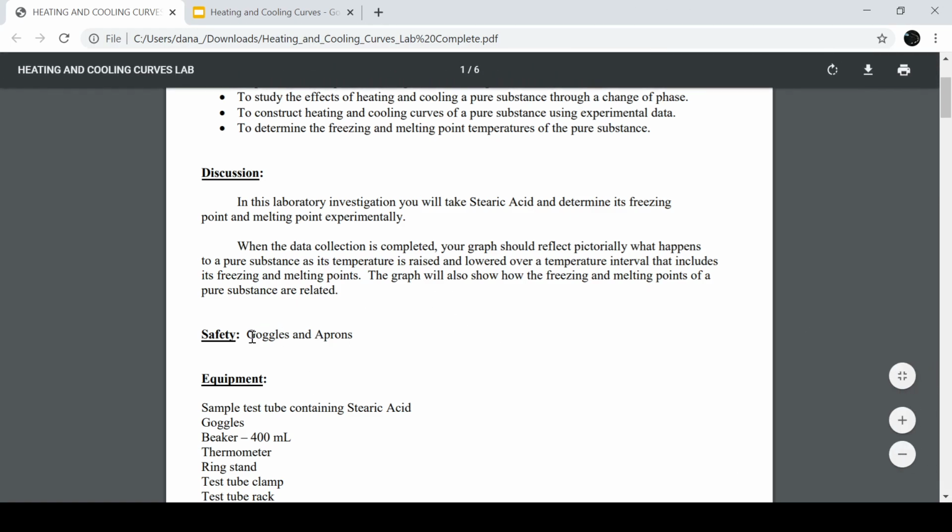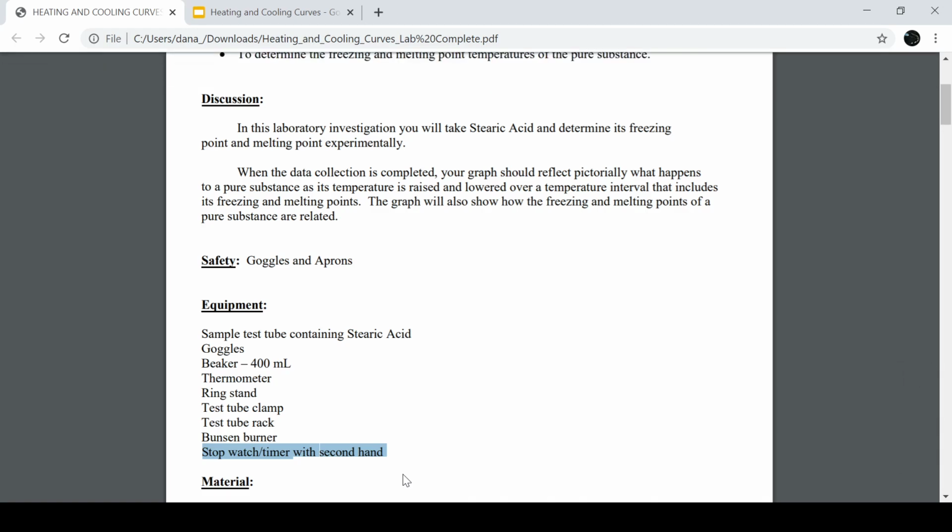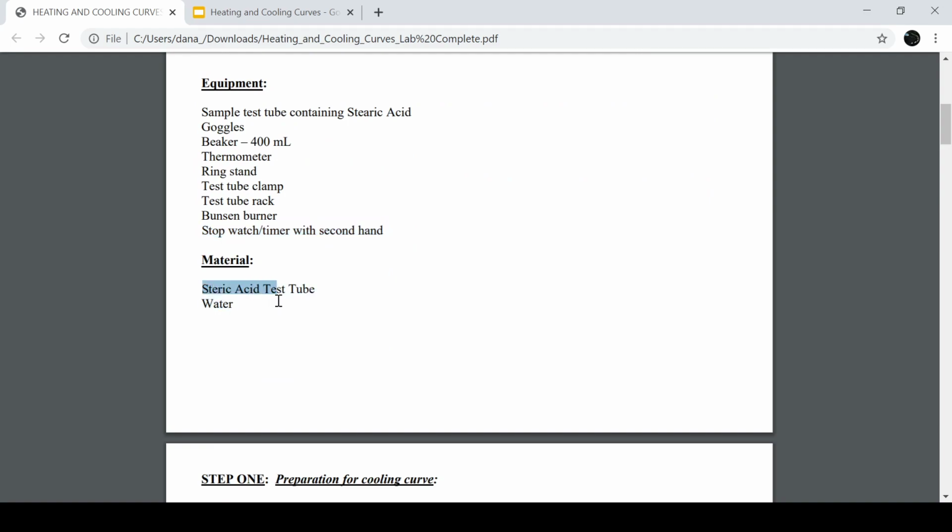For this lab, I'm going to be concerned that you are going to be wearing goggles. I don't really feel the need for aprons on this. Stearic acid isn't actually all that caustic. And we're really going to be using just the beaker. You're going to have 2 thermometers that you're going to be using throughout this, and then you're also going to be using a stopwatch or timer, and many of you are going to be able to use your phone during this to accomplish that task. Okay, we're going to have a relatively large test tube, and we're going to have water.